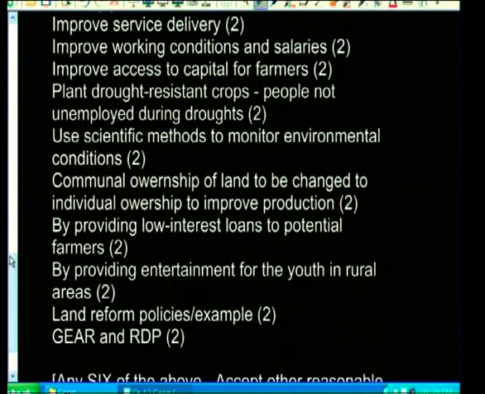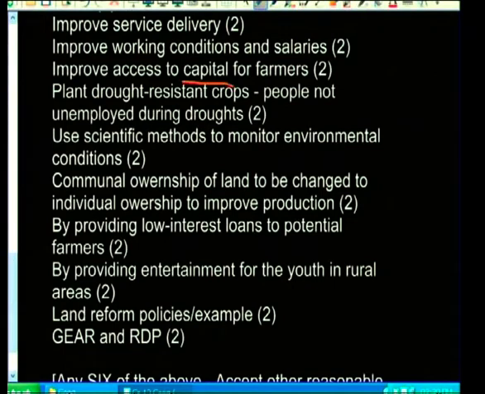Improve working conditions and salaries. Often you will find that also one of the main reasons people leave the rural areas is because they are paid very low wages. And therefore, if we can increase those salaries and wages to a decent amount, it might encourage the people to stay behind. Improve access to capital for farmers. In other words, capital to buy machinery, capital to buy drought-resistant seeds, capital to irrigate their farmlands. Those kinds of things will improve the farming of those rural areas and hopefully encourage the people to stay.